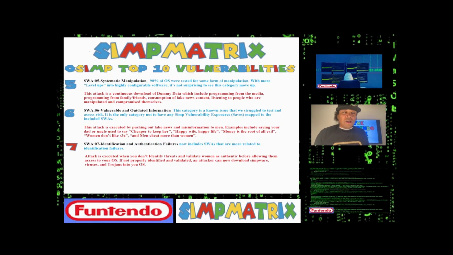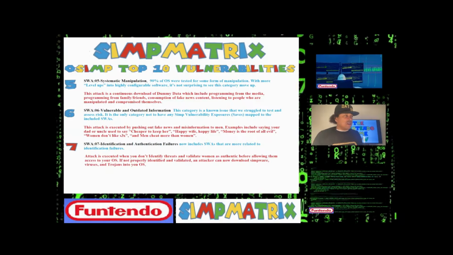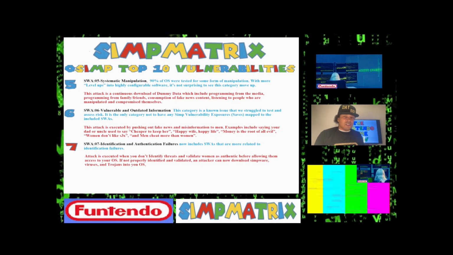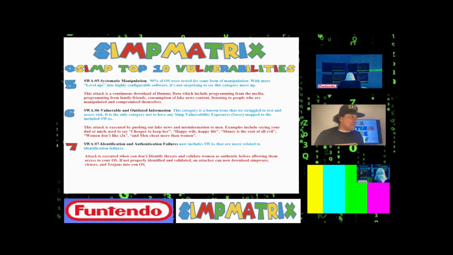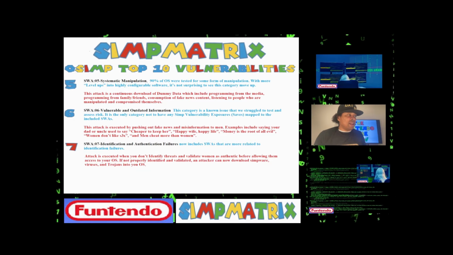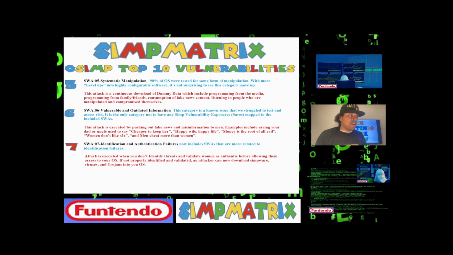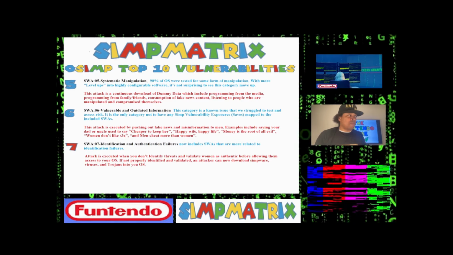Alright, fellas. We handled that attack. Let's jump into the next set of the top 10 OSIMP vulnerabilities. Number 5. Systematic manipulation. 90% of OS were tested for some form of manipulation. With more levels up into highly configurable software, it's not surprising to see map to this category move up.